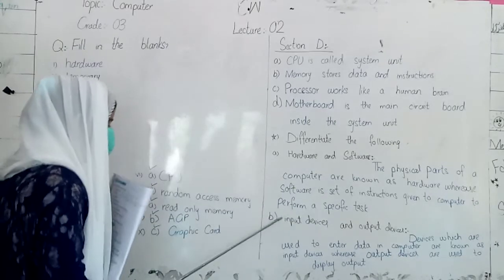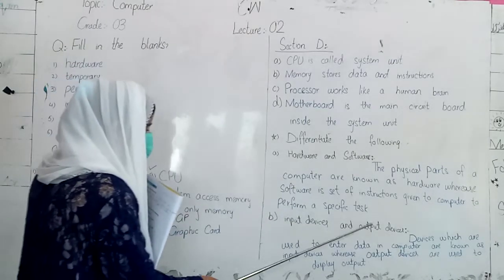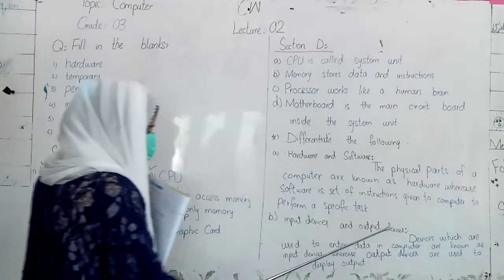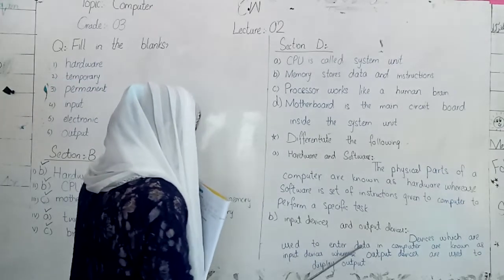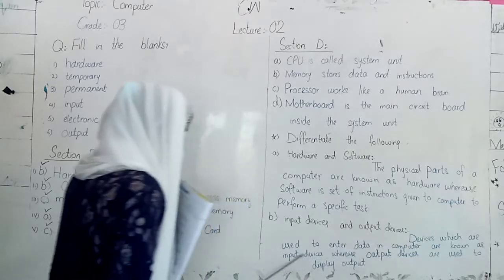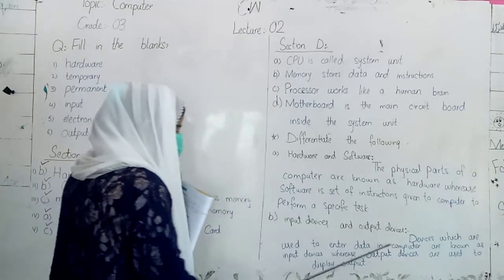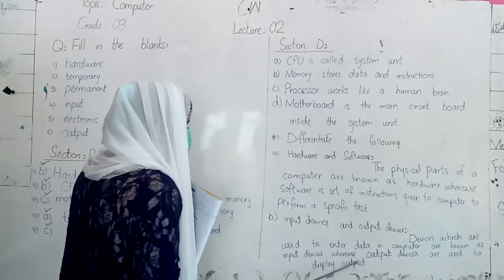B is input devices and output devices. So the right answer is devices which are used to enter data in computer are known as input devices, whereas output devices are used to display output.